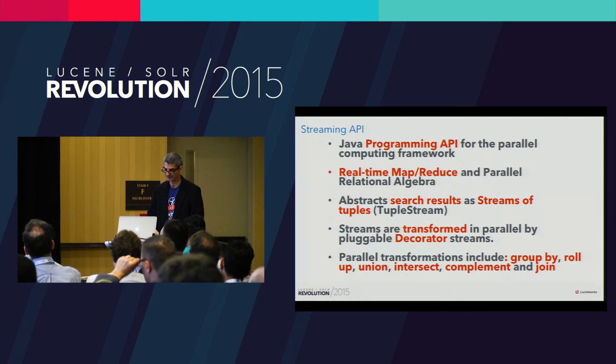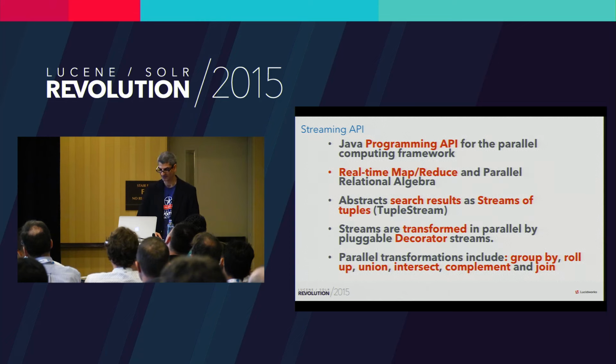The types of transformations that occur, some of this is already in trunk and some of it will be coming, are things like group by, rollup, union, intersect, complement, join. These are the basic relational operations you need to build an RDBMS.